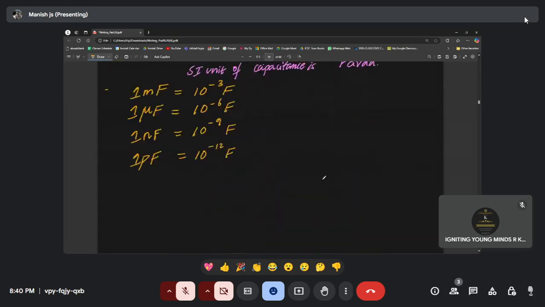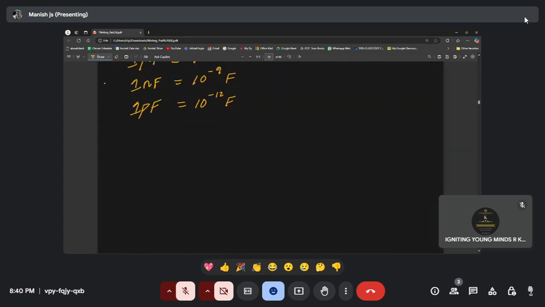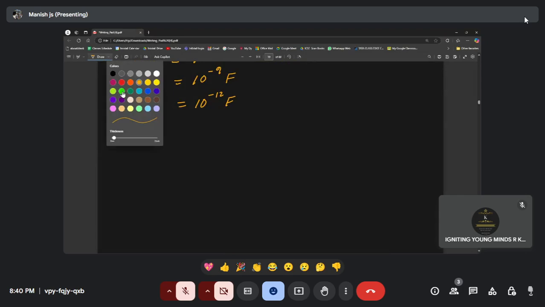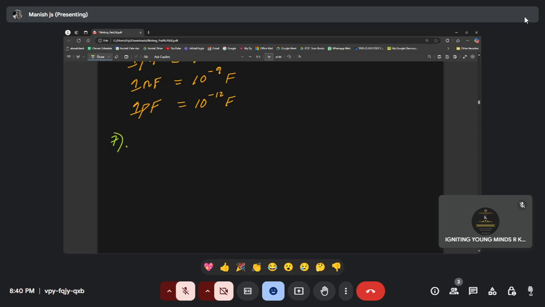Moving on to the next concept, the seventh concept, combination of capacitors. Capacitors have different combinations, just like the combination of resistors, which you would have learned in your previous grades. So we'll see combination of capacitors now.